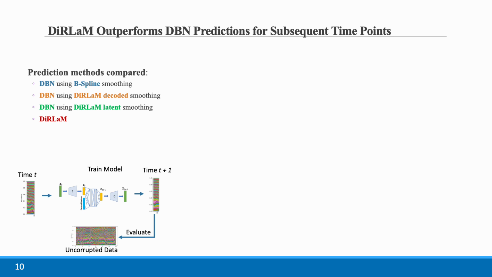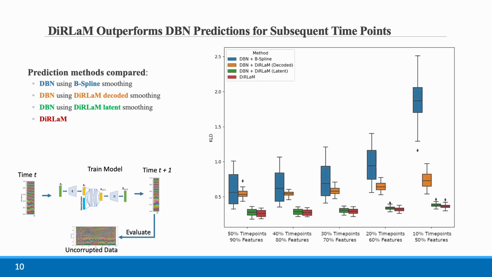We then considered that DBNs suffer at large feature spaces, and evaluated how DBNs could perform using DiRLaM's interpolations within that reduced latent space. What we noticed is that with each change, the DBN models improved, showing that dimension reduction can facilitate training of DBN models as well. However, despite the improvements in the DBN models, DiRLaM was still able to outperform DBNs in each instance.